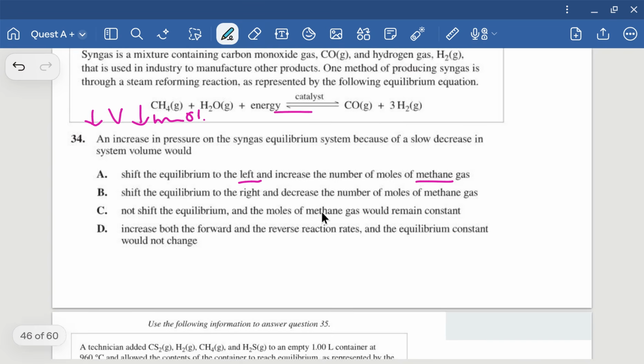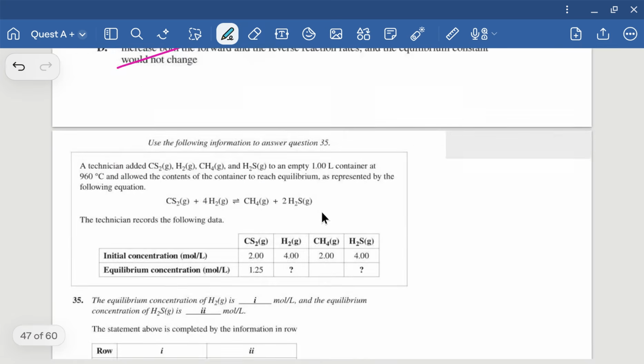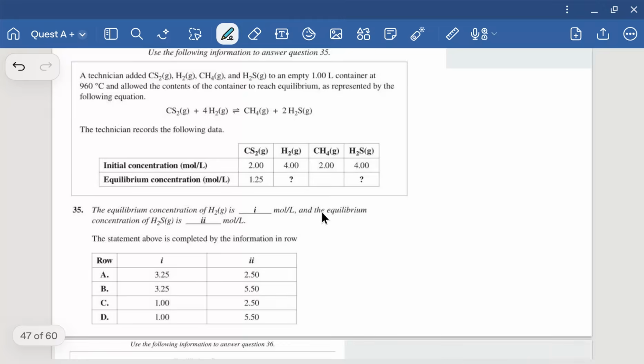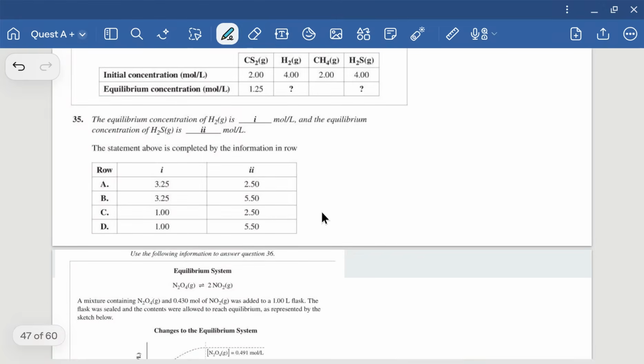So when we shift to the left, that means we are going to make more of the methane. So we have our answer in A. We're not shifting right. There is a shift, so that's not right. And reactions do not get faster or slower because there's no catalyst. Or, sorry, a catalyst was not added.